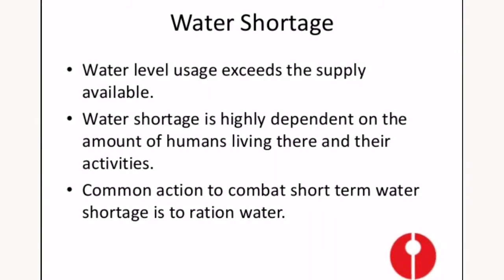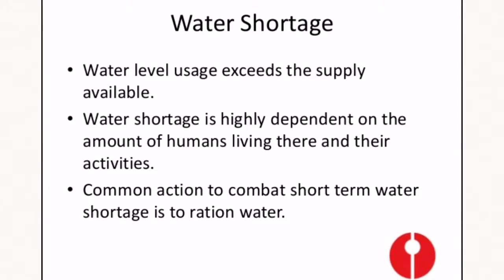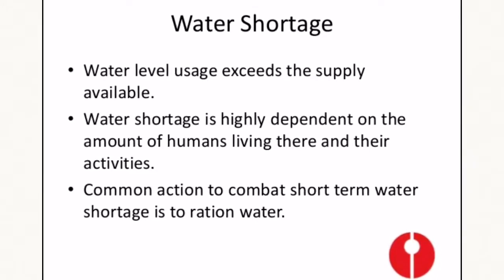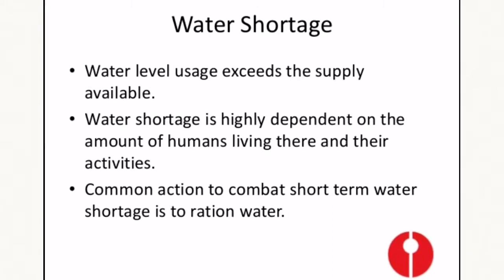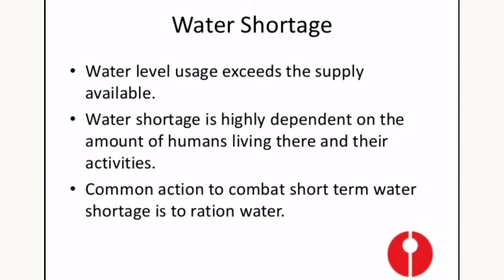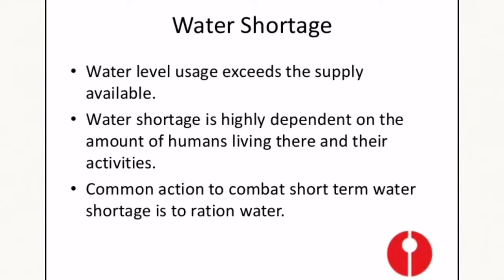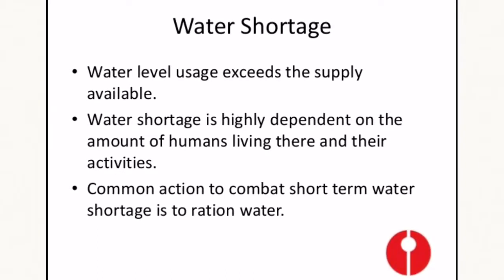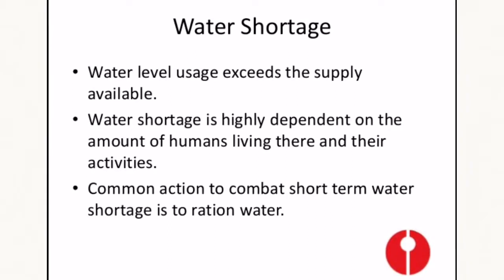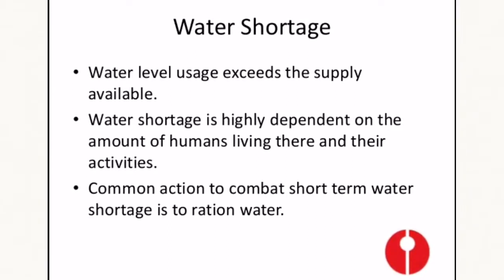So what happens when you have a lot of water usage? You might run into a situation where you have water shortage. This is a situation where the usage level exceeds the supply available. So you have more demand than supply, you will not have enough. Okay. Now the most common way globally to combat short-term water shortage is to ration water, which means to control how much water everybody has.